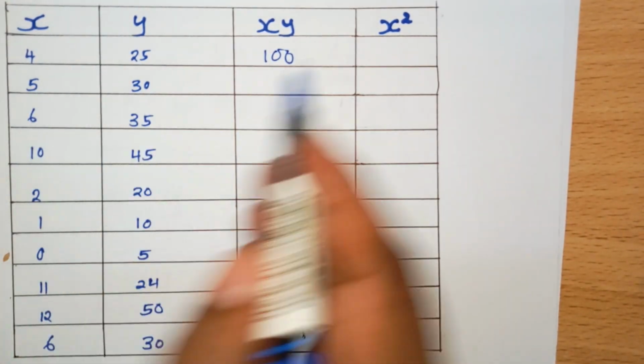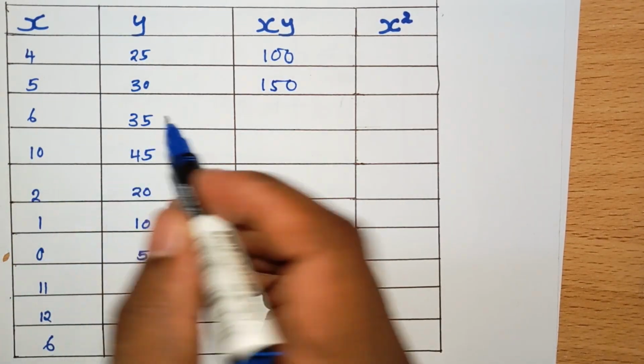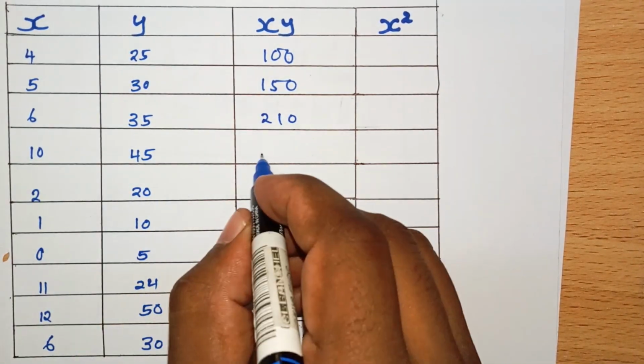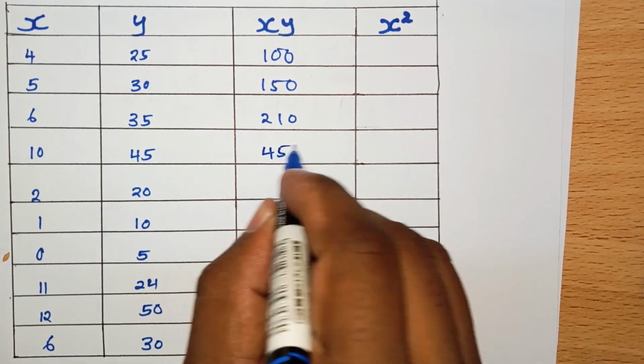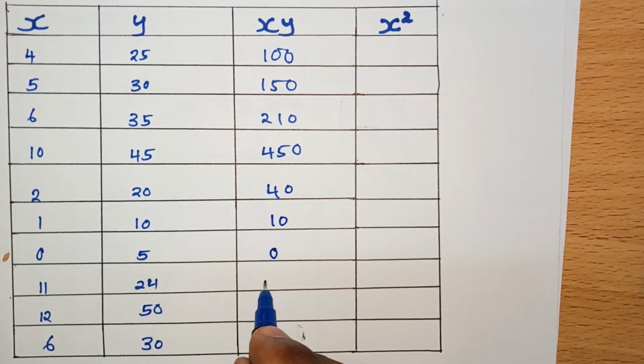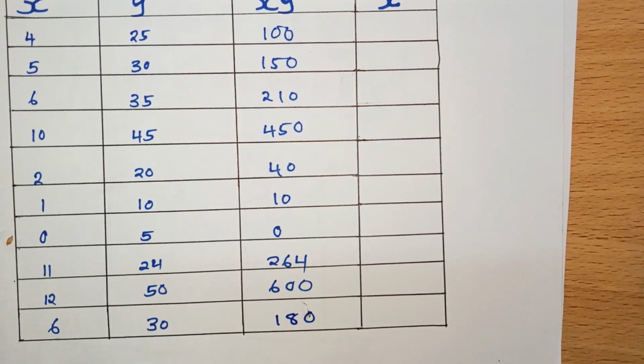Here we have 5 times 30, it will give you 150. 35 times 6, it will give you 210. 10 times 45, it will give you 450. This one is going to be 40. This one is 100. 11 times 24 is supposed to be 264. 12 times 50 will give you 600. And the last one, we have 6 times 30, obviously it is going to give you 180.